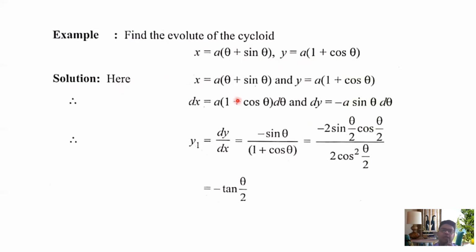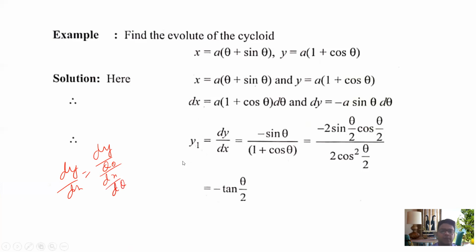x is equal to a into theta plus sine theta and y is equal to a into 1 plus cos theta. dx is equal to a into 1 plus cos theta d theta. dy is equal to minus a sine theta d theta. So y1 is equal to dy by dx. What is dy by dx? dy by dx is equal to dy by d theta divided by dx by d theta.